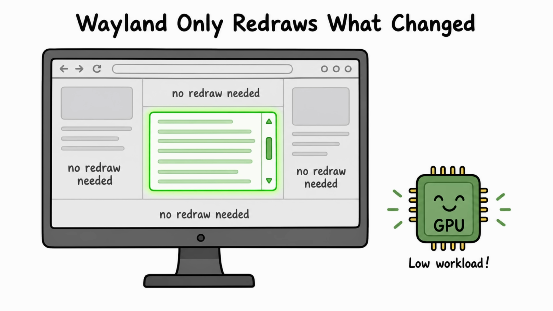Because the compositor is now directly in control of everything, the GPU, the inputs, the rendering pipeline, it can be incredibly efficient. No more tearing when you scroll a web page, no more flickering when a window appears. Wayland uses a technique called damage tracking. It only redraws the parts of the screen that actually changed. Your GPU does less work, your battery lasts longer, and animations are buttery smooth.